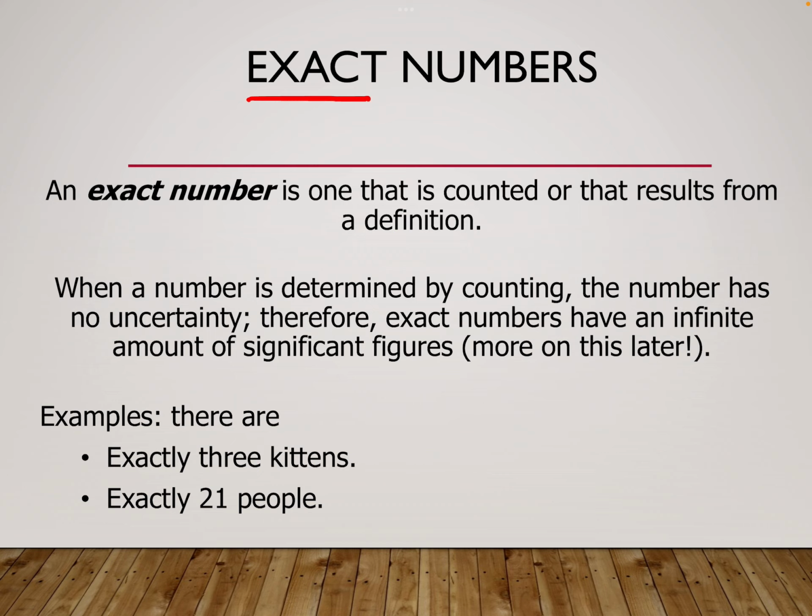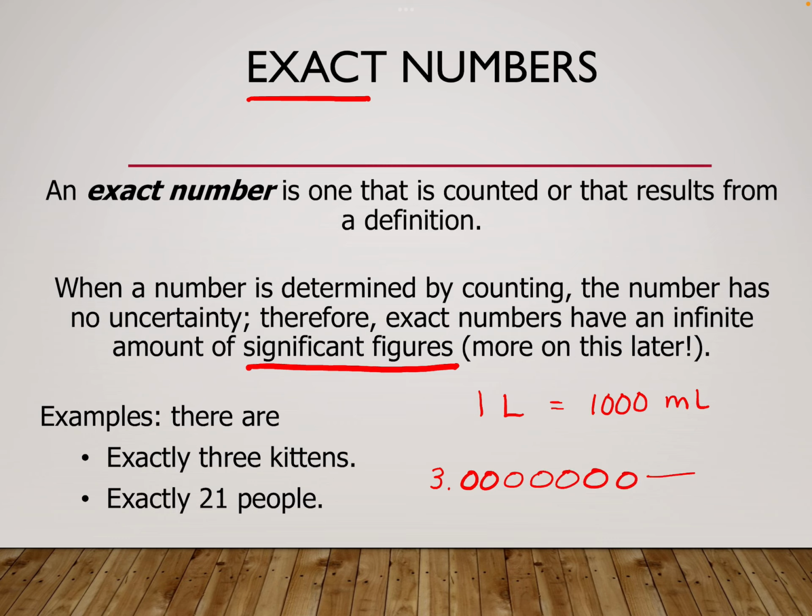Okay. They also have ones by definition, which would be something like 1 liter is exactly 1,000 milliliters. So those are ones that result from a definition. And we'll talk more about that later. But a large part of today's lecture is going to talk about significant figures. Okay. And for exact numbers, they have what's called an infinite number of significant figures because they are exact. So like if I have 3 cats, I have 3.000000000 and on and on and on cats. So when we look at significant figures later, these exact numbers won't play into our significant figure calculations because they are exact.